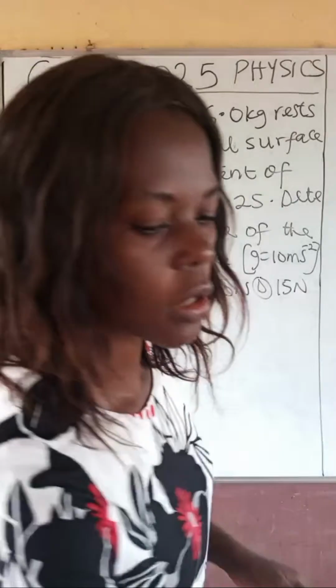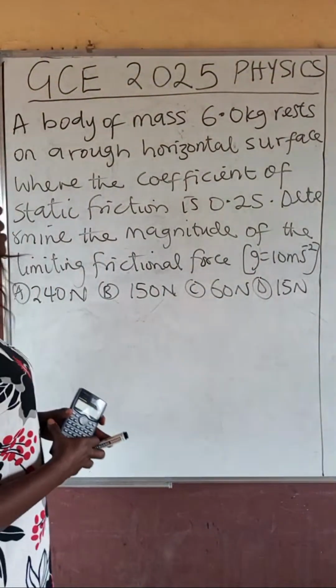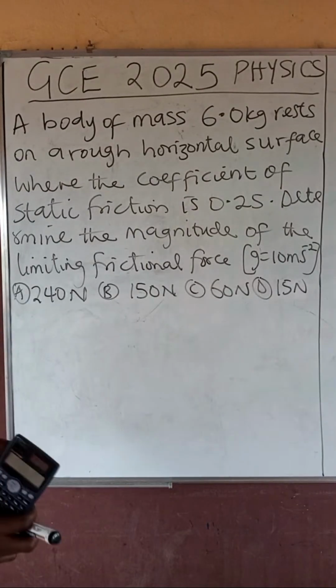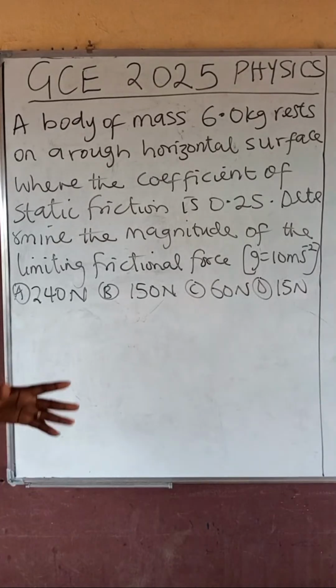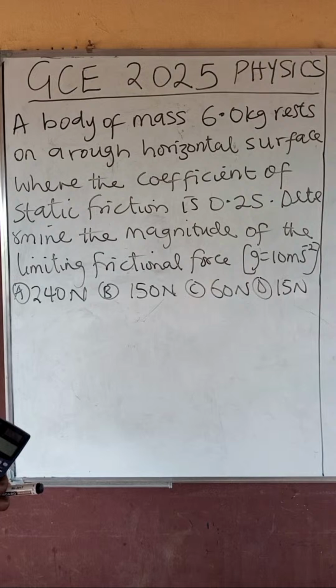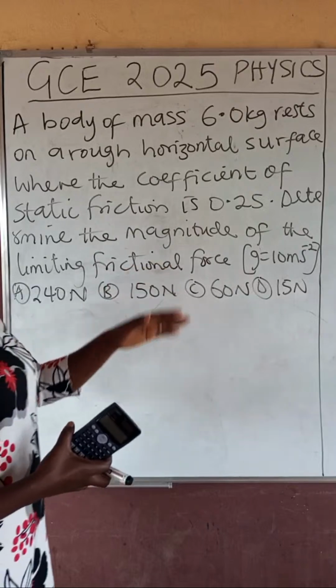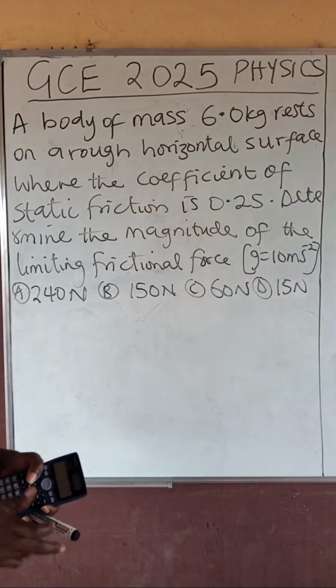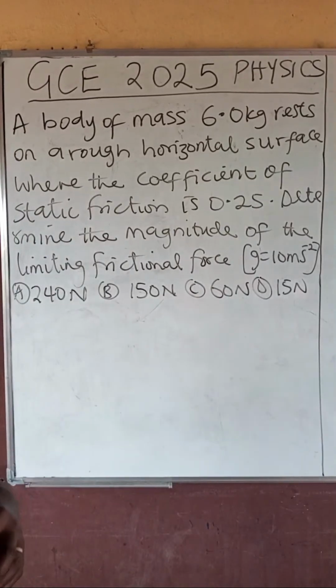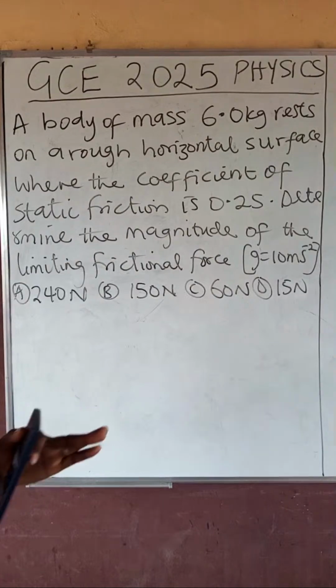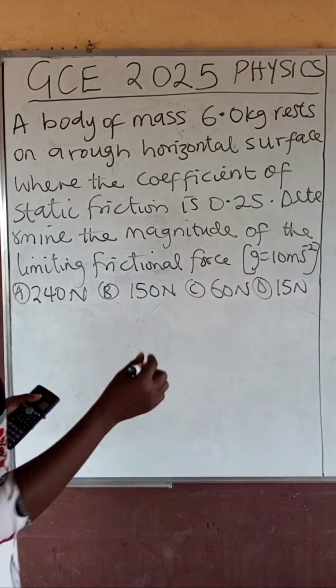All right, so let's look at this first example. A body of mass 6.0 kg rests on a rough horizontal surface where the coefficient of static friction is 0.25. Determine the magnitude of the limiting frictional force, and we are given g as 10 meters per second squared. Now, the first thing that will come to our mind is frictional force. Let me use the diagram to illustrate the frictional force.